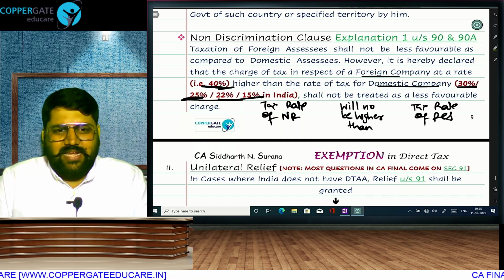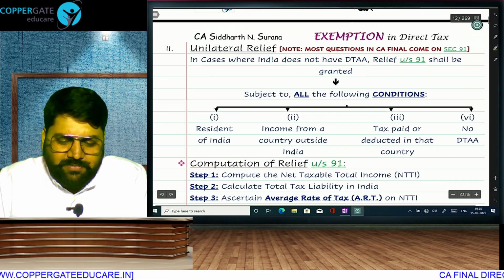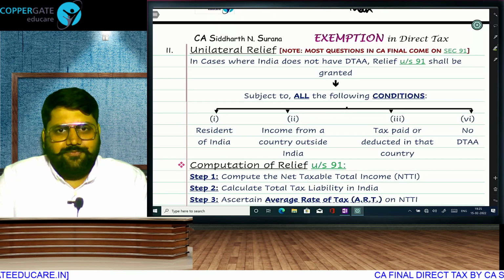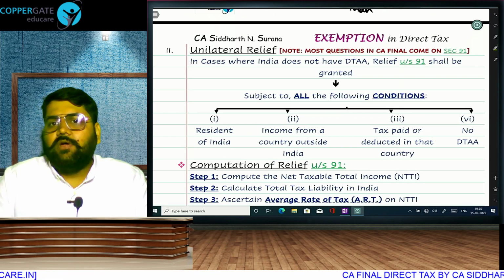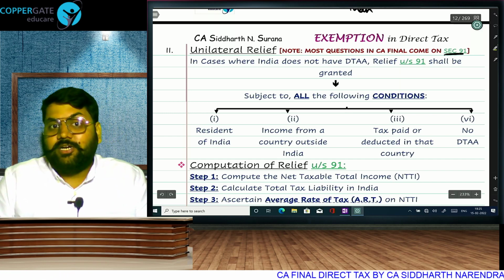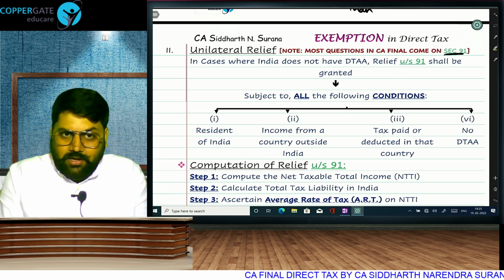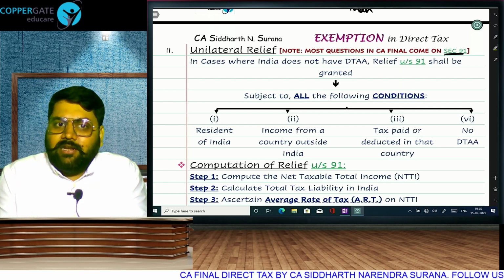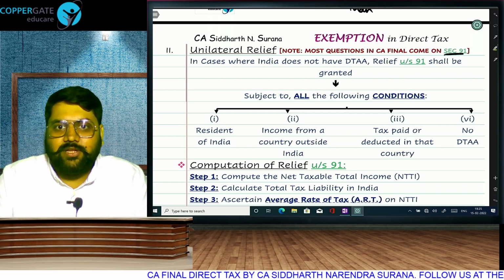Very few questions are asked and expected. Maximum questions, 99% questions of the DTAA chapter come from the topic of unilateral relief under section 91, because this is not dependent on any agreement. Here a specific calculation is given in section 91 and relief will be provided on the basis of that calculation.